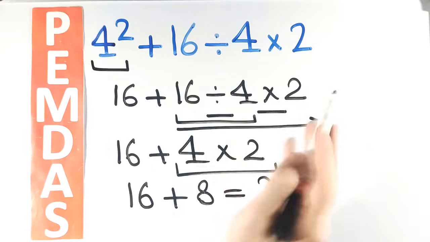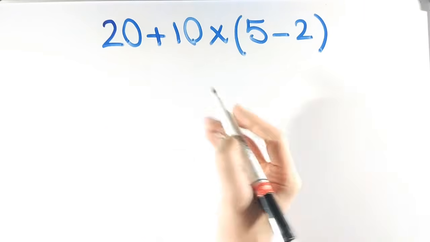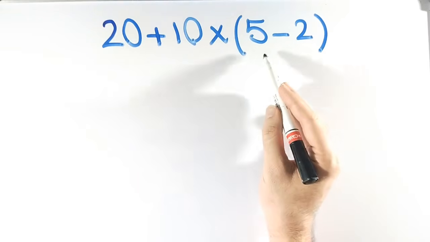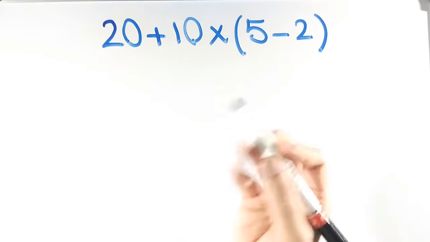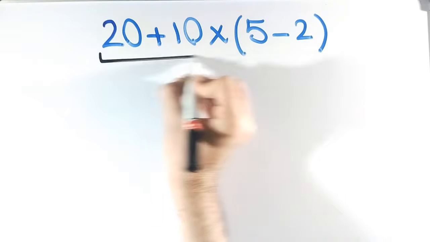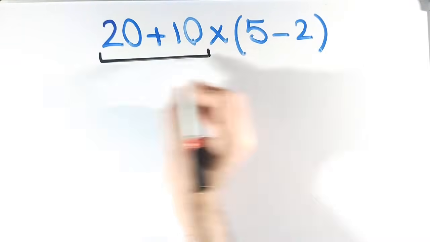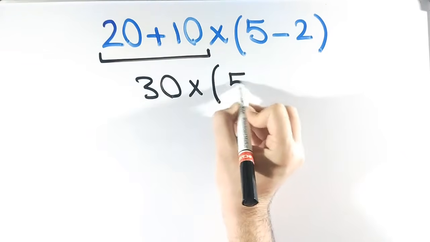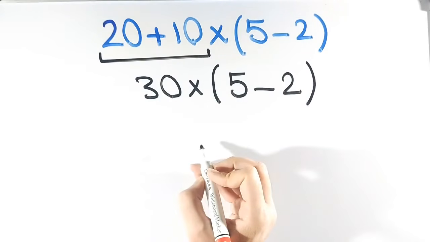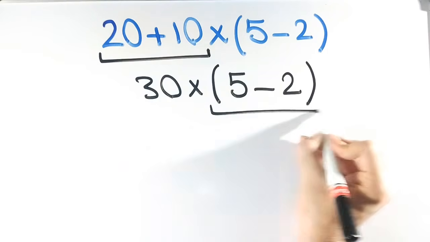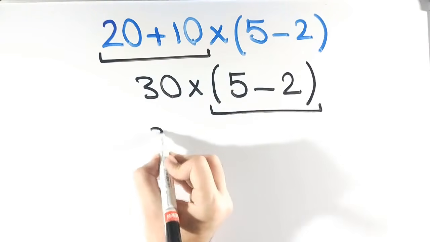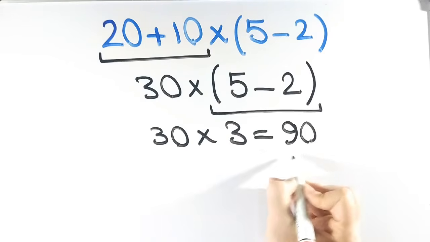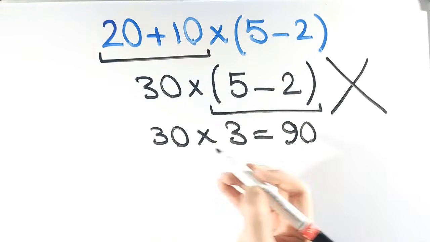Okay, now let's solve the final math question together. What is the value of the expression 20 plus 10 multiplied by open parenthesis 5 minus 2 close parenthesis? Many people when solving this question first go for the addition between 20 and 10, and instead of this expression, they write 30 multiplied by open parenthesis 5 minus 2 close parenthesis. And the next step, they go to the expression inside the parenthesis and write this expression as 30 multiplied by 3, which finally gives them the answer 90. However, it's not the correct answer to this question.